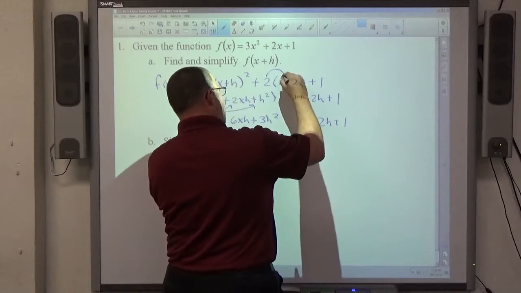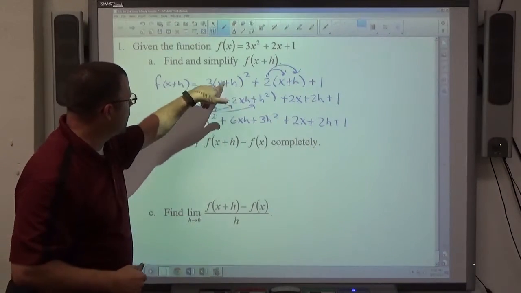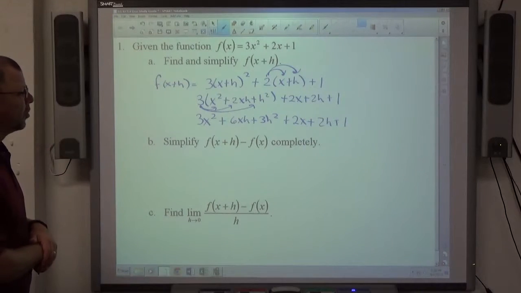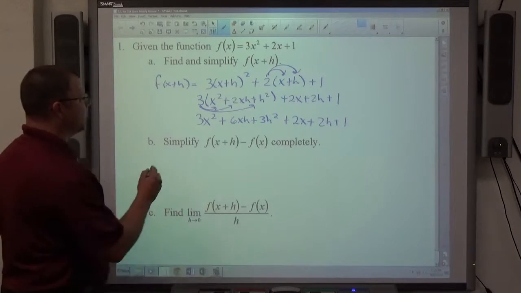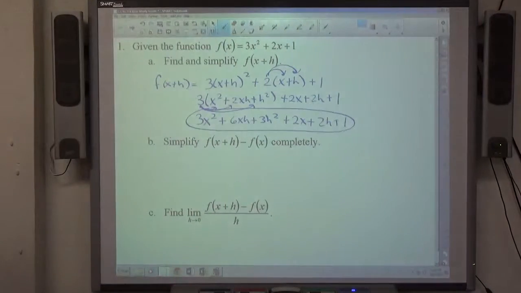So again, the distributive property is happening here on the linear term, and it's happening here on the quadratic term after we've squared the binomial. You can see that there's no like terms there. That's as simple as I can get it. So for part A, that's f of x plus h completely simplified.